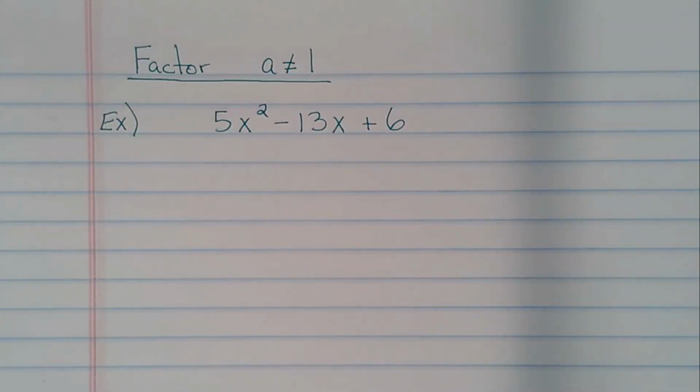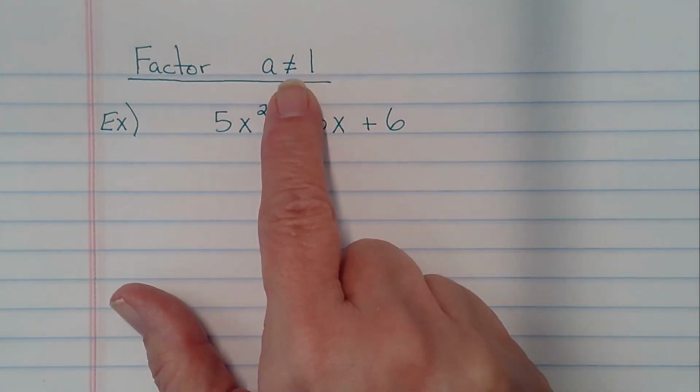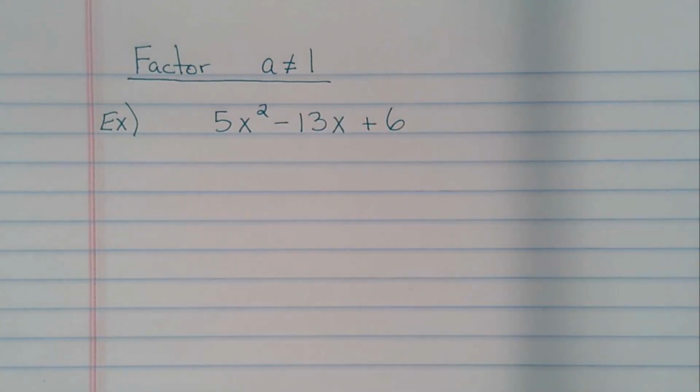All right, so we want to look at how we factor when A, our leading coefficient, does not equal 1. Whenever you're given an expression to factor, the first thing you want to see is, can I factor out a greatest common factor? But since there's a 5x squared minus 13x, those don't have anything in common. So we cannot factor out a GCF.